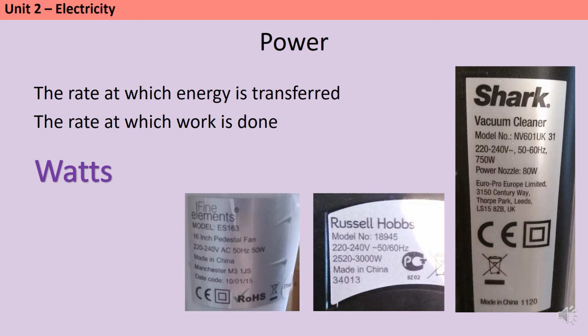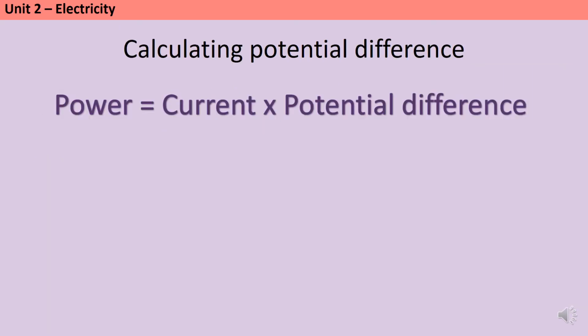Power is measured in watts, and you'll see this on different appliances in your home if you look for the label with the power rating. The more energy an appliance transfers each second, the higher the power rating. And the highest power ratings tend to be for appliances that transfer energy by heating, like a kettle or an iron. When thinking about electrical power, there are several different equations that we need to use.